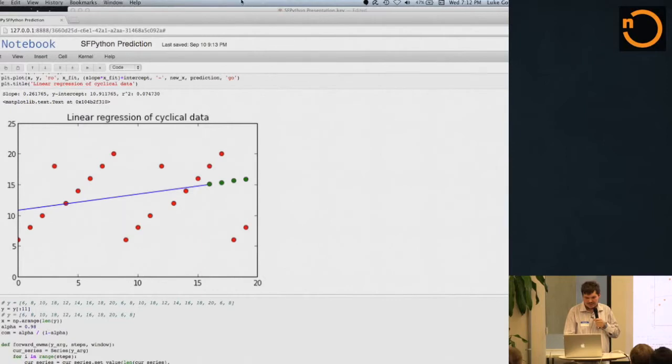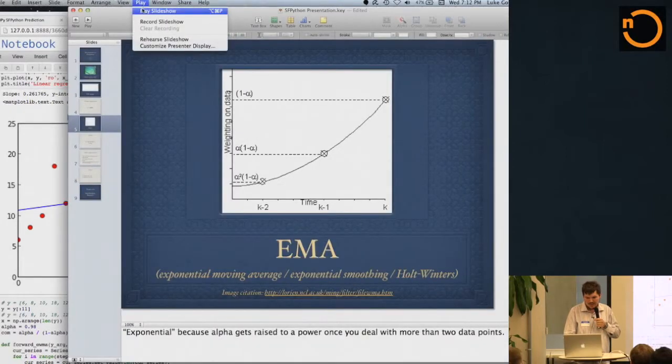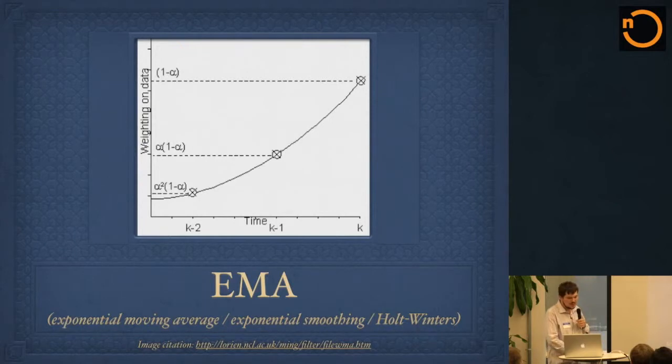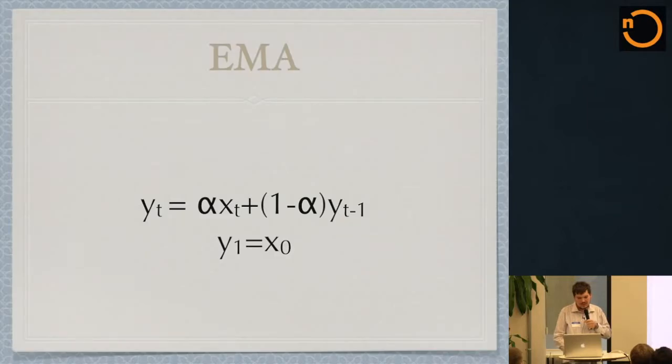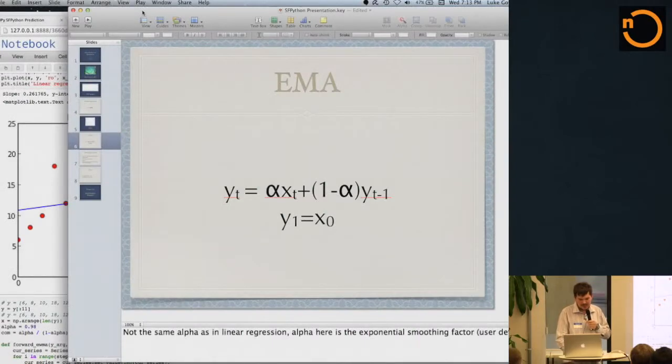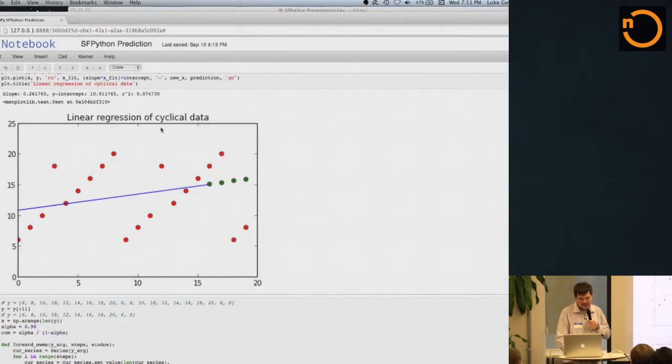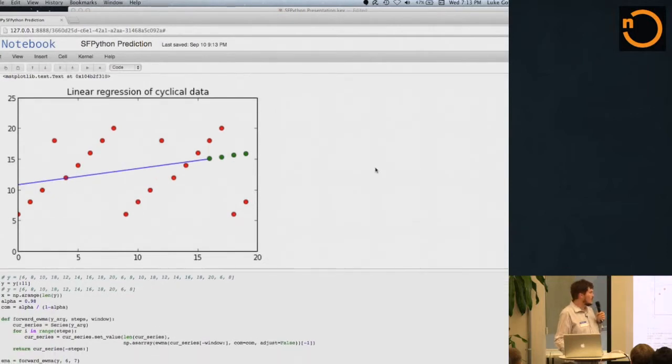So we can try to do something a little more sophisticated. We can try to do an exponential moving average. Basically, we weigh the more recent data higher than the historical data. The weight for the data decreases exponentially according to this factor alpha, so that we assume that what we're predicting is going to be closer to the more recent data point than it is going to be to a historical data point. And this is what the equation for that looks like. Let's see what happens when we do an exponential moving average on our cyclical data. We can see linear regression didn't really do a good job with this.